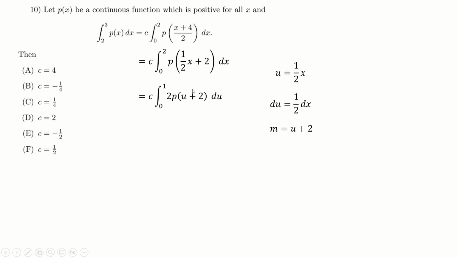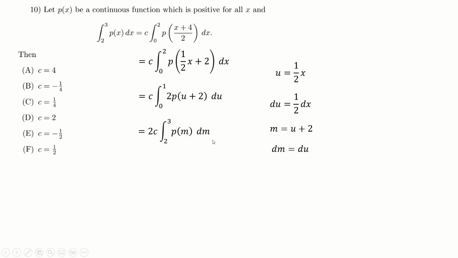Oh, sorry, I should also say I'm changing the limits, right? When x is 2, a half x is 1 and u is 1, and when x is 0, a half times 0 is still 0. You can pull this 2 out. You know, when you times both sides here by 2, you get 2 du is dx. Replace that and you get the 2 there, which I'm then going to pull out, I think. And then change the limits again for this substitution.